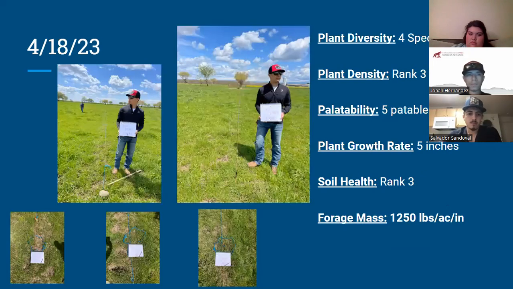And then for 4-18, you can start noticing that our transect started to get a little better due to not having any cattle grazing our transect. On this day, we counted 4 species of plant diversity. For plant density, we ranked it a 3. For palatability, we counted five palatable species. And for plant growth rate, we measured 5 inches. Soil health, rank a 3. And for forage mass, 1,250 pounds per acre inches.